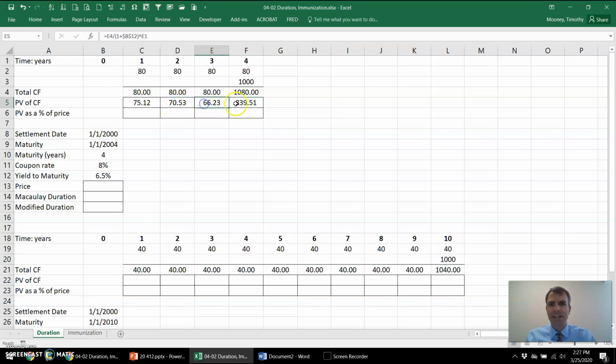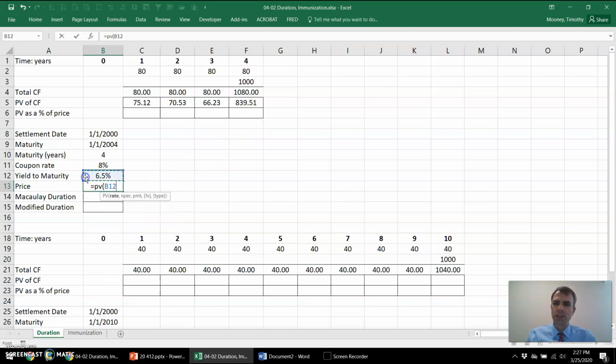Then we've got the present value of each of the 4 cash flows at each of the 4 years of the bond's life. So the sum of them, that's the bond's price. I'm getting $1,051.39, right?